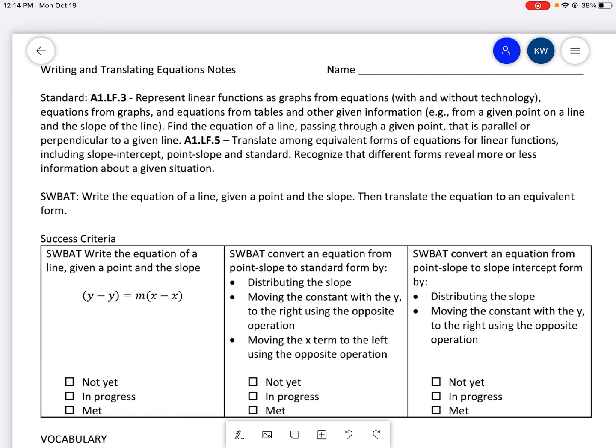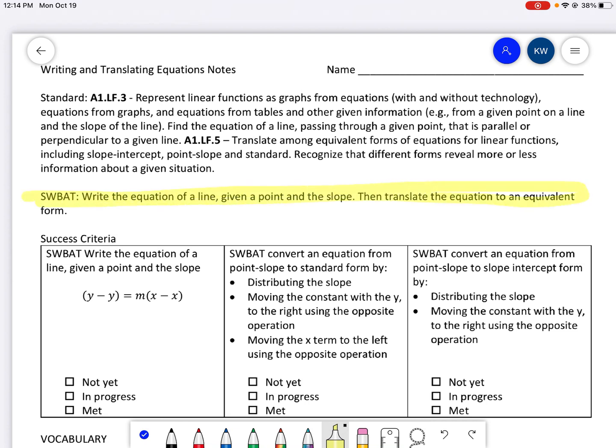Okay, so here are today's notes for our newest chapter, chapter 3, where we are writing equations. The first thing I want you to do before we actually start is read through. Make sure you have downloaded the notes page. If not, you should also be writing it down in a notebook.